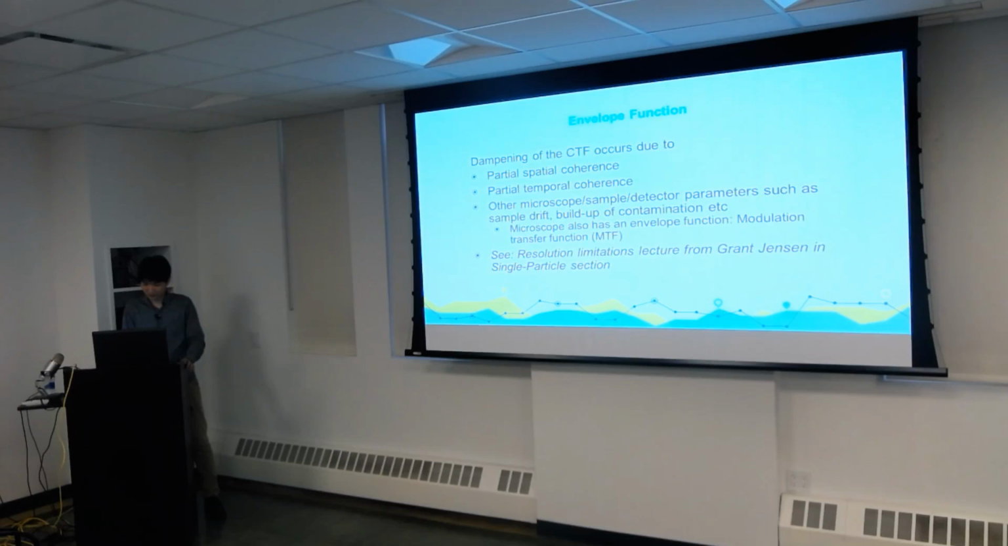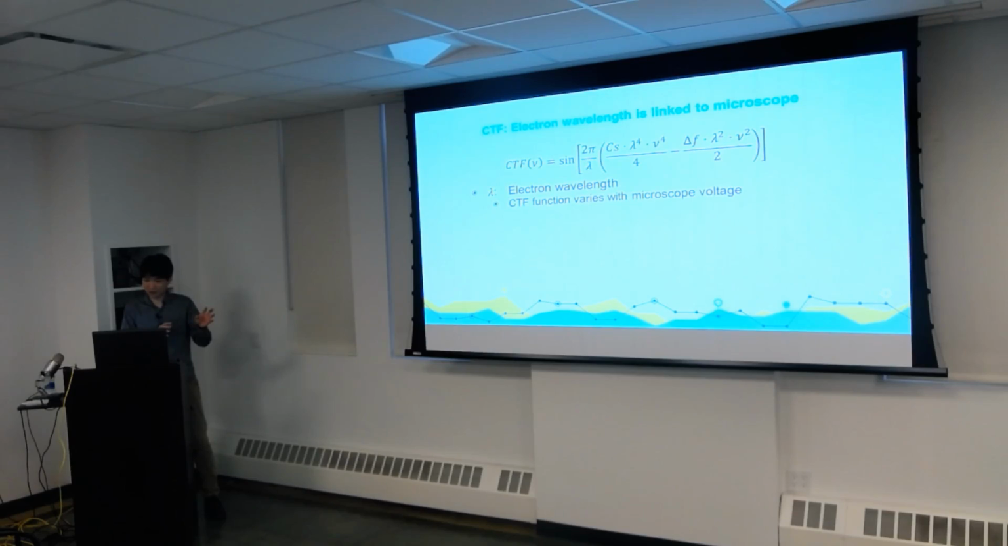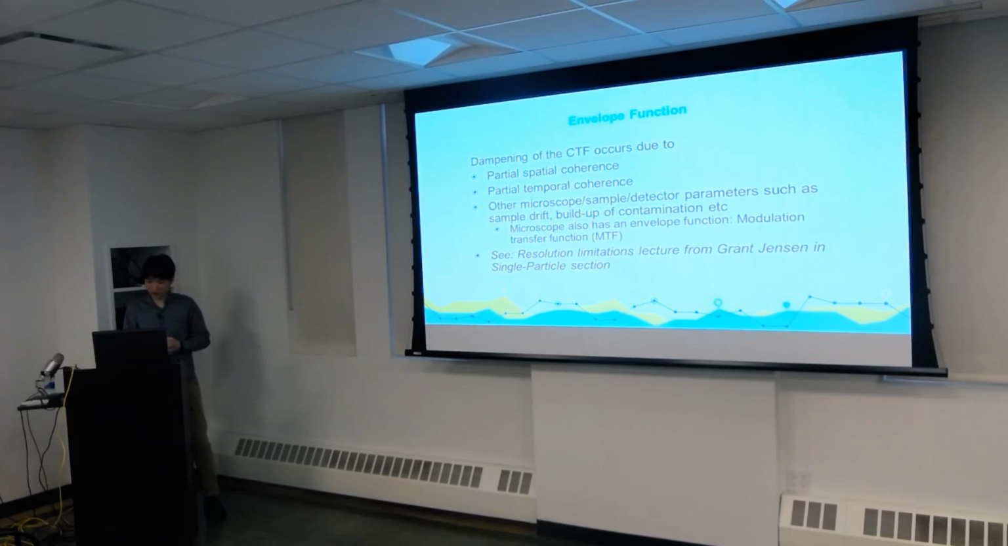Okay, so now we understand the different parameters of the contrast transfer function itself, we can move on to what modulates this contrast transfer function. In Grant's lecture, he talked about the envelope function, with partial spatial coherence dampening it and partial temporal coherence dampening it. There can also be other things in a microscope, all the way from the imaging to the camera itself, that can affect your envelope function, and usually it just makes it worse.